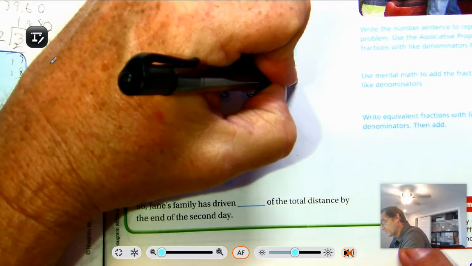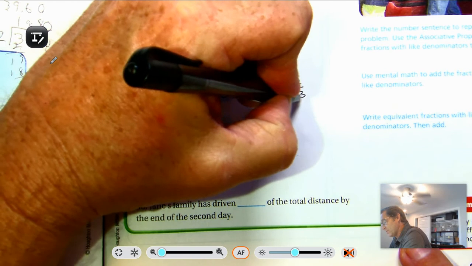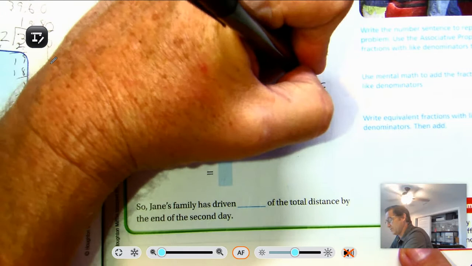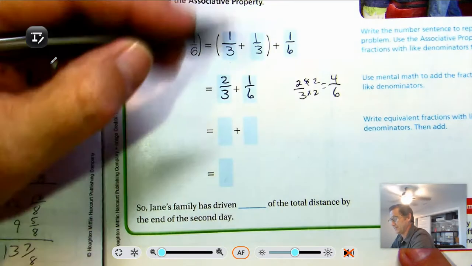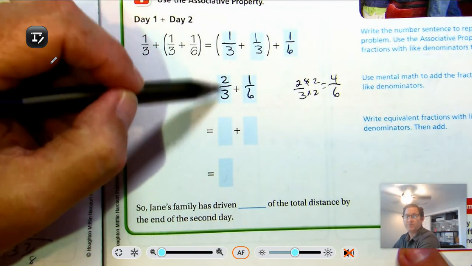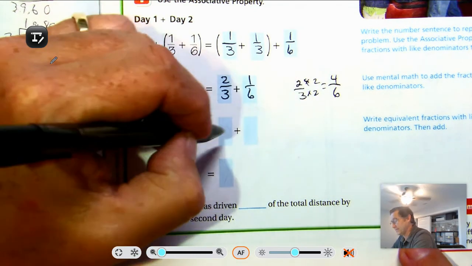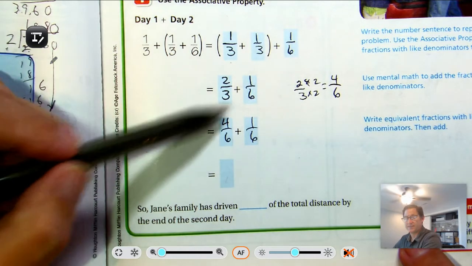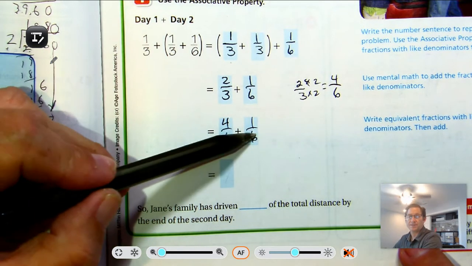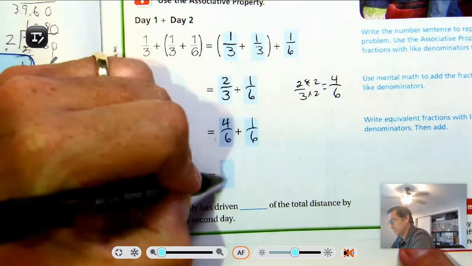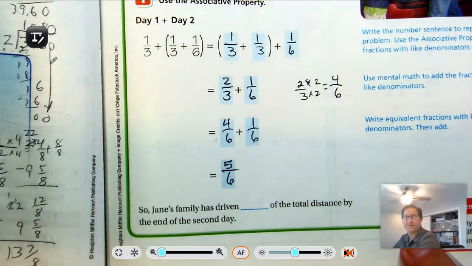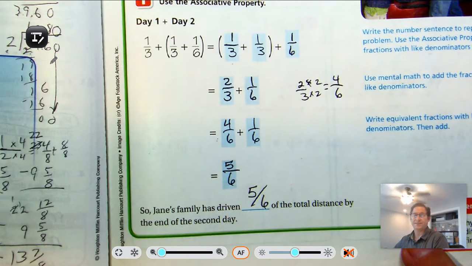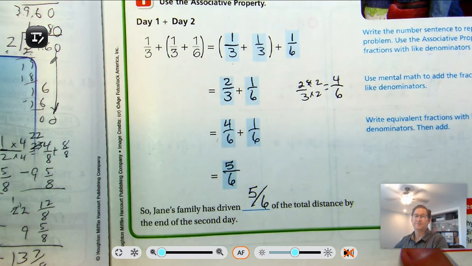Well, 3 can become 6, right? By multiplying by 2. 2 over 2. 2 times 2 is 4, and 3 times 2 is 6. So 2/3, an equivalent fraction for 2/3, is 4/6. All right, so now we can rewrite 2/3 plus 1/6 as 4/6 plus 1/6. So 4/6 and 1/6 is 5/6. So they've driven 5/6 of the total distance by the end of the second day.